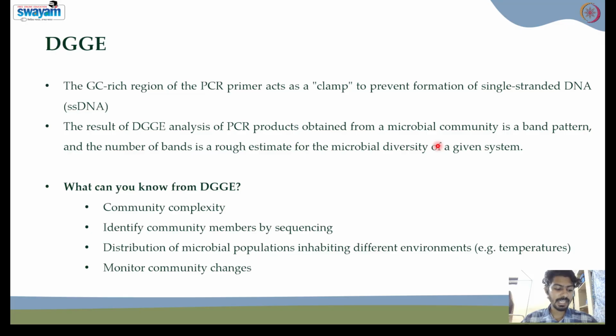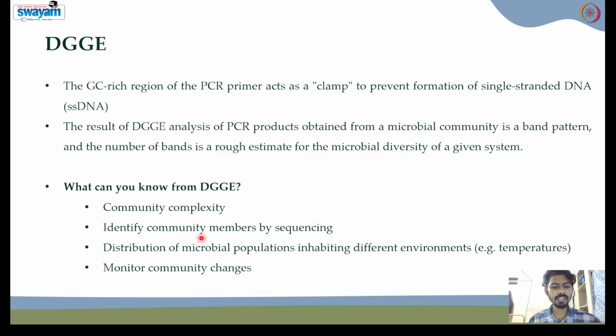Here only the GC clamp comes in. So it acts as a safety pin at the end of the zipper. So after analyzing this band pattern, what are all the information you can get from the DGGE band product? So first, you can analyze the complexity of the community, how different microbes are present in the given ecosystem.